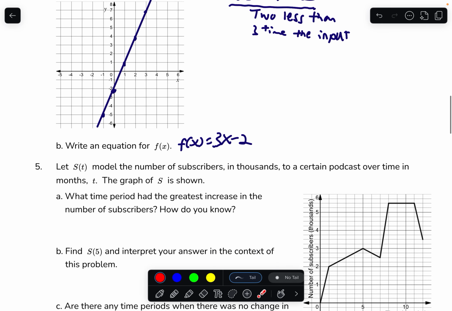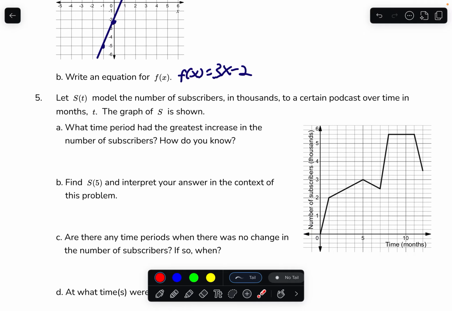All right, fifth question. Let S of t model the number of subscribers in thousands. Just keep that in the back of your head. In thousands, so 1 is 1,000, 2 is 2,000, and so forth, to a certain podcast over time in months t. So t is in months. So this 5 right here is 5 months.